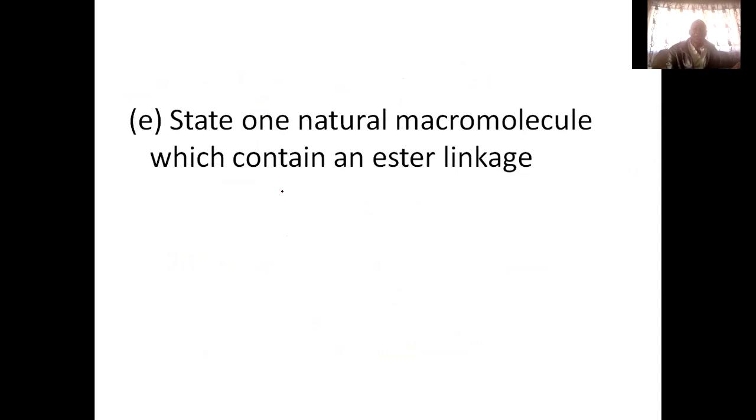So state one natural macromolecule which contains an ester linkage. These are the fats. The fats contain an ester linkage.